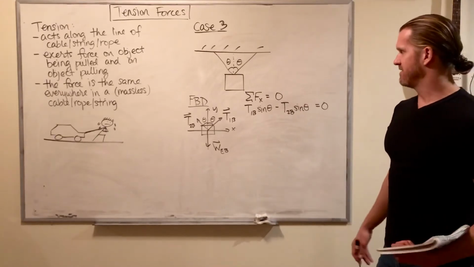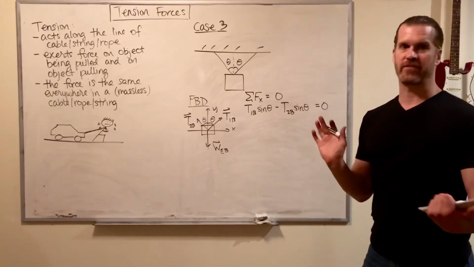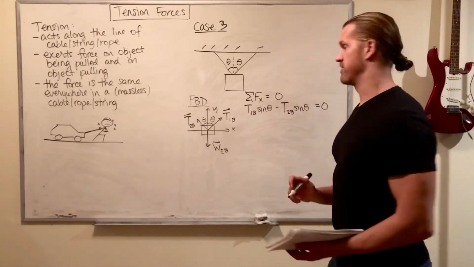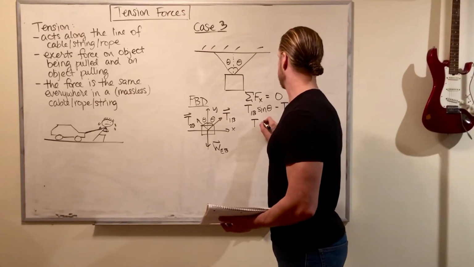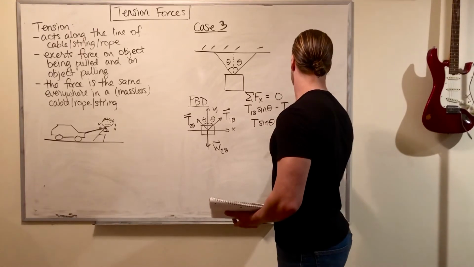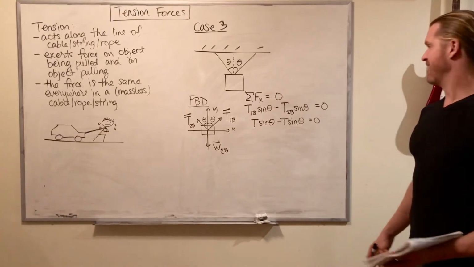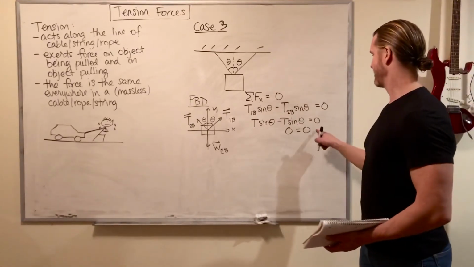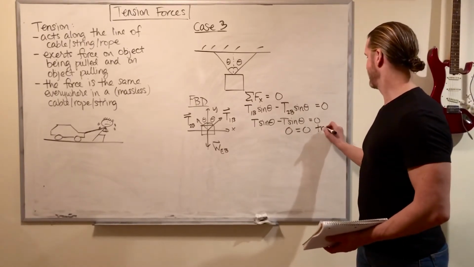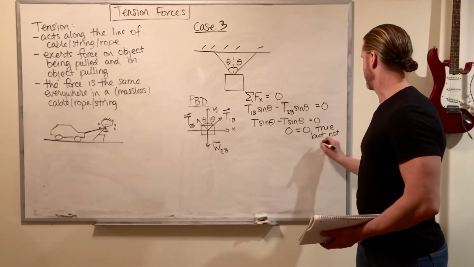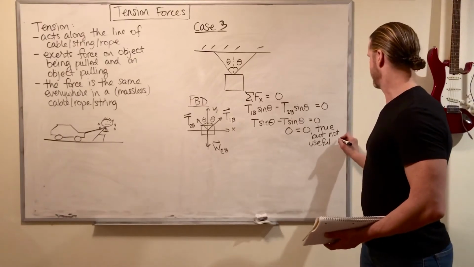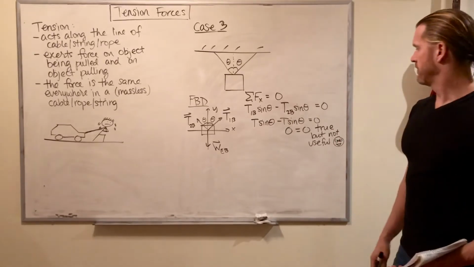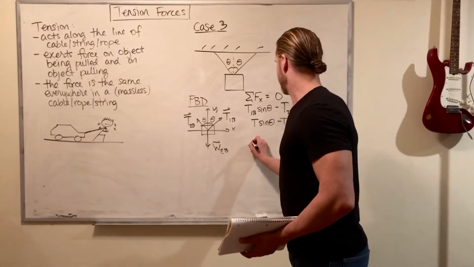And by symmetry, because this problem is symmetrical, the cables make the same angles, we can assume that these 2 tension forces are the same as one another. So we can replace each of them with just T. And that leaves us with the very interesting and not helpful mathematical statement, 0 equals 0. This is true, but not useful. What will be useful is the y direction.